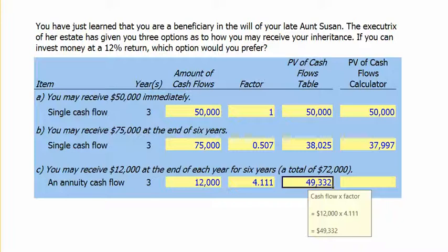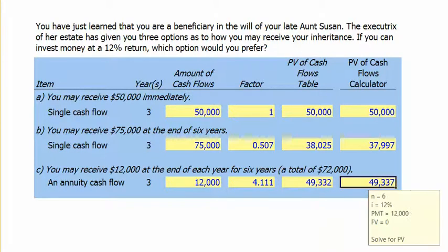$49,332. Using your financial calculator, we would enter 6 for the number of periods, 12 for the interest rate, and now 12,000 would be entered in the payment field and 0 for the future value. And finally, we would solve for the present value and get $49,337. We would select option A given the choice, since it has the highest present value of $50,000.